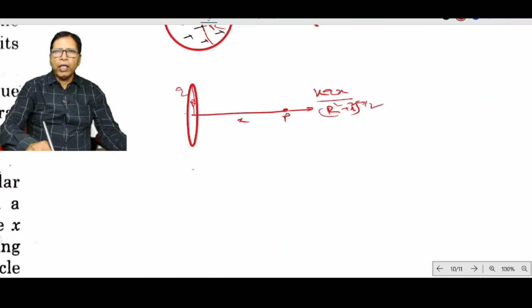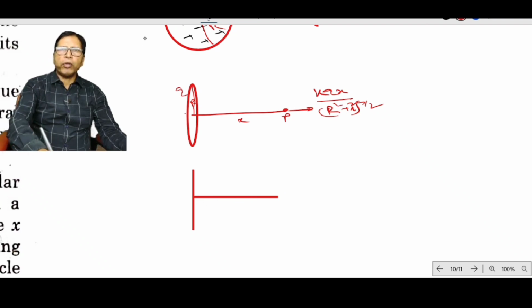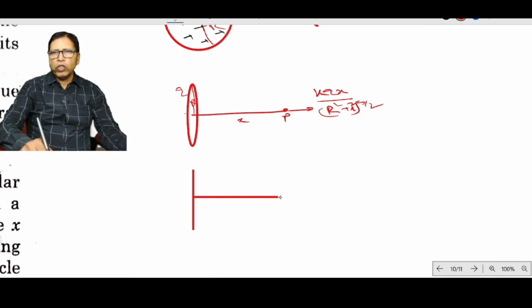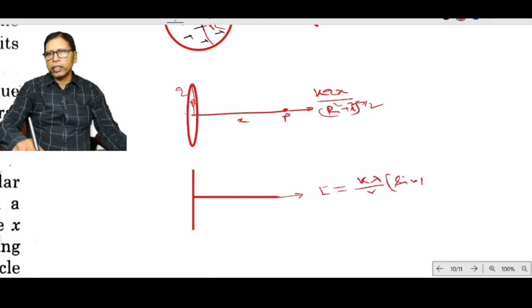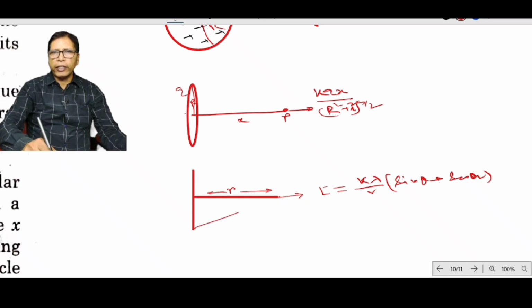Now intensity due to a rod at its perpendicular bisector position. Suppose this is the perpendicular bisector position. We have to calculate the intensity at this point. So at this point, intensity is E equals k lambda by R times (sine theta 1 plus sine theta 2). This distance is R. And this angle is theta, and this angle is also theta.